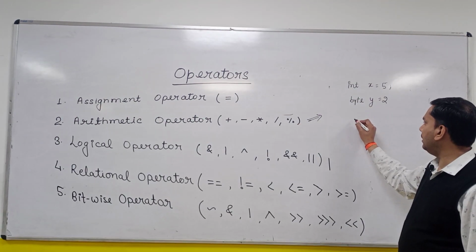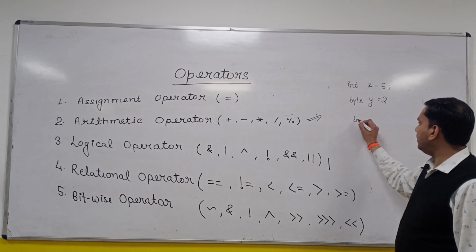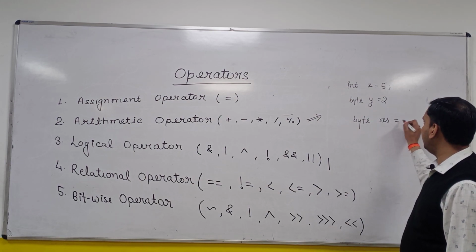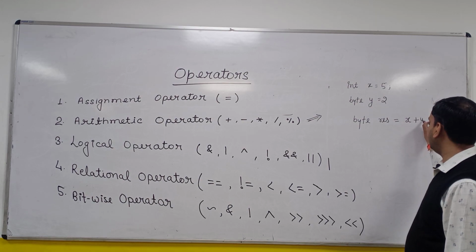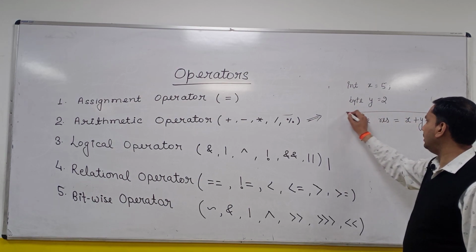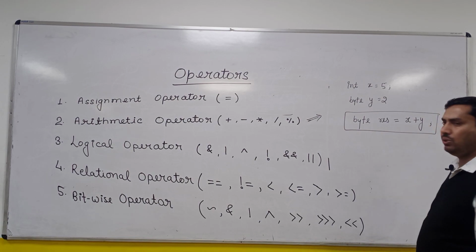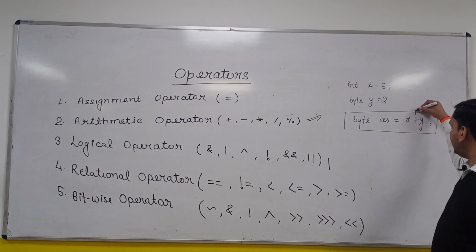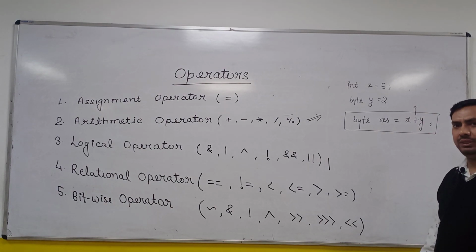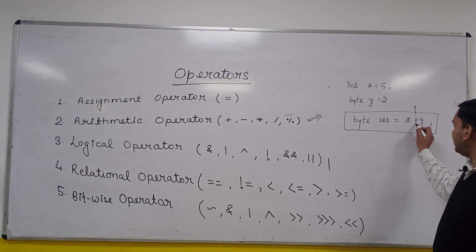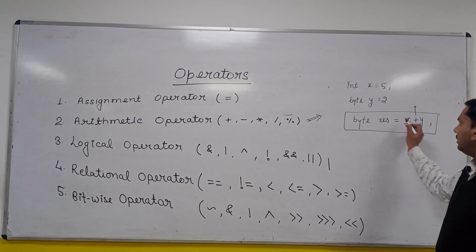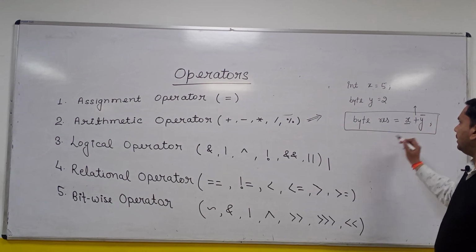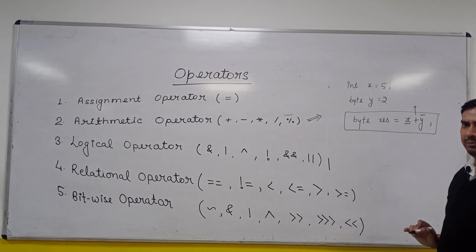Now if I write byte result is equal to x plus y and try to execute this code, it will give you a compilation error. The reason being, here we are using the arithmetic operator. Whenever we use this operator, it checks what is the type of the first operand? This is of int type. And what is the type of the second operand? It is of byte type.